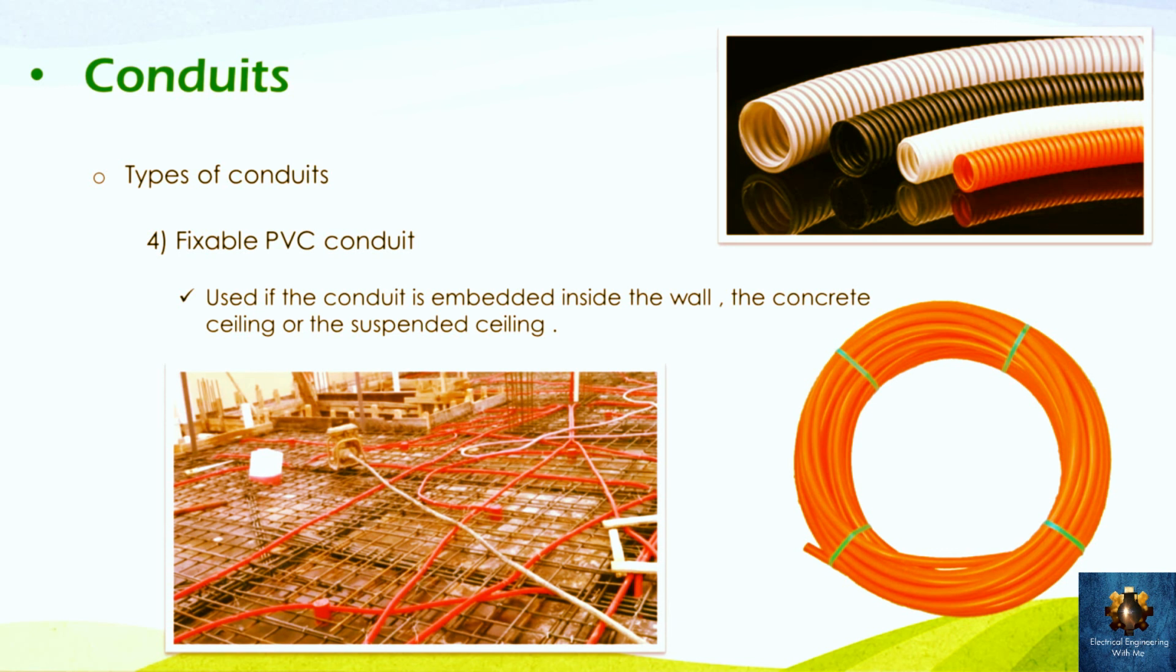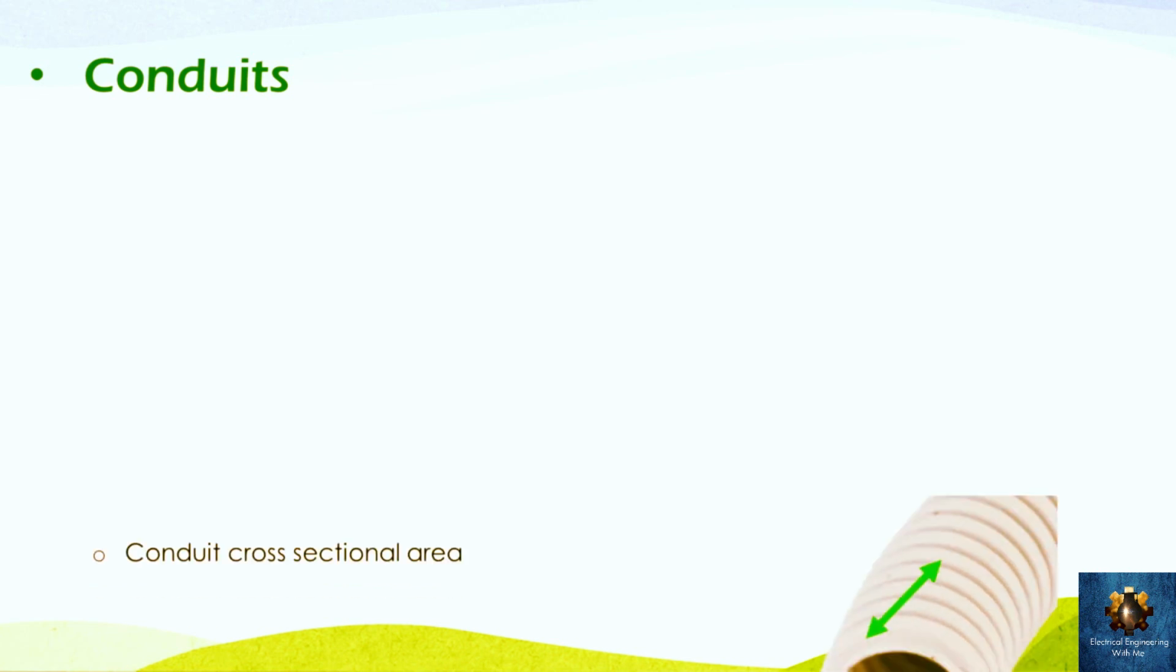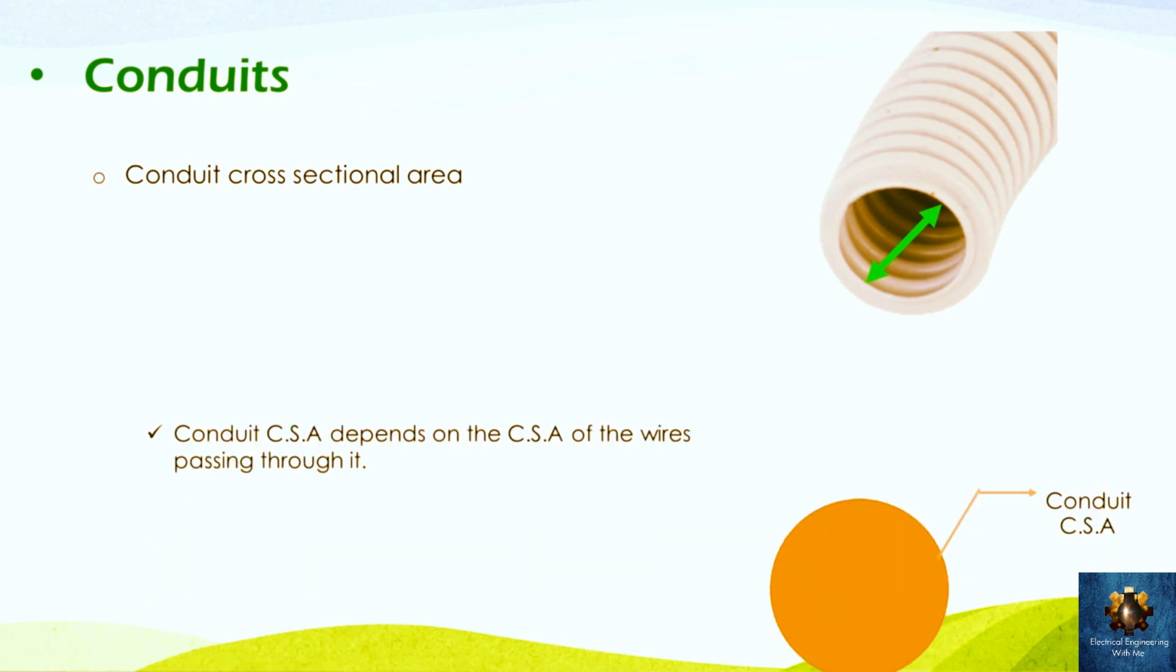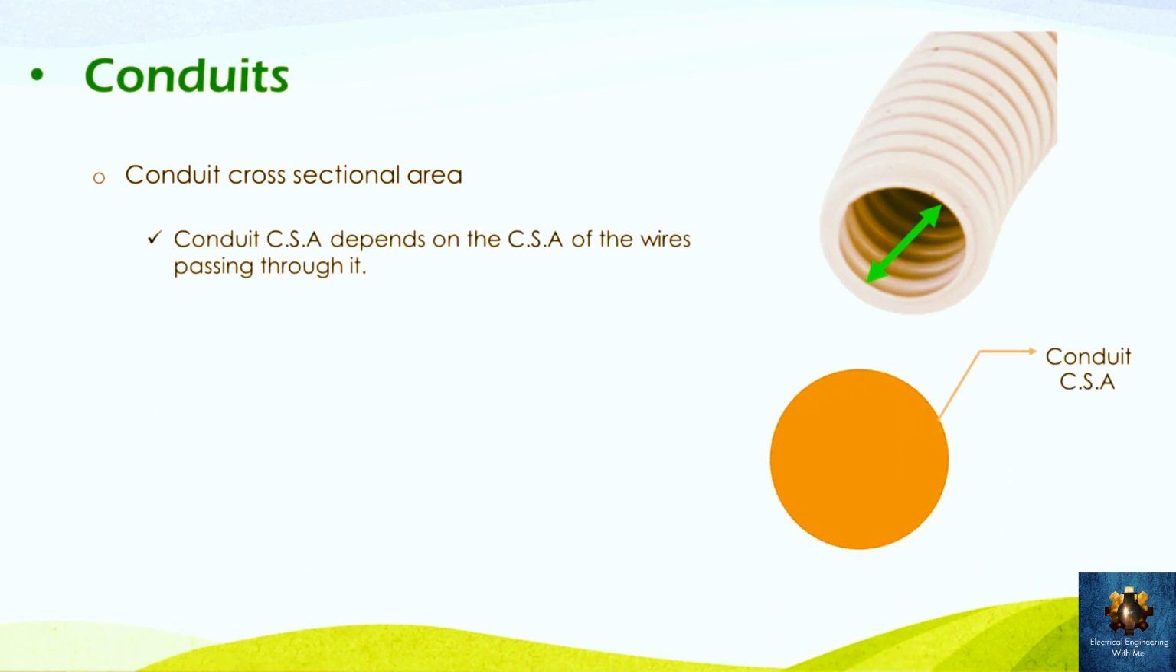Alright, so those are the main types of the conduits we have in the electrical distribution system. Now we need to know how we can calculate the cross-sectional area of the conduit. Here we say that the conduit cross-sectional area depends on the cross-sectional area of the wires themselves, or on the wires that are inserted or passing through the conduit. This is because the more wires inserted inside the conduit, the larger cross-sectional area we need.